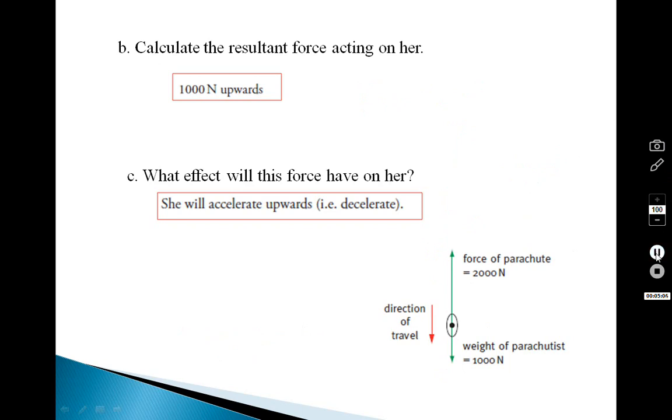So now the question is, how can she get to the ground? How can the parachutist get to the ground? Please try to think about this and answer by yourself.